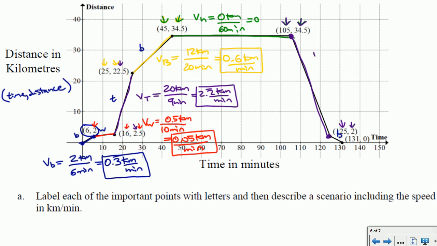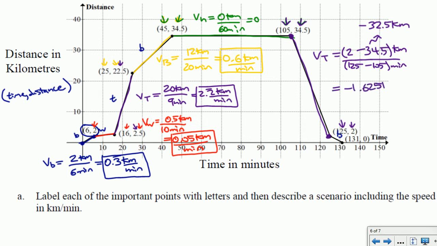If we were to write the calculation for the speed of the train on this leg fully, we would go 2 minus 34.5 kilometers and divide that by 125 minus 105 minutes. Now 2 minus 34.5 would give us negative 32.5 kilometers. And if we divide that number by 20, we get negative 1.625 kilometers per minute.